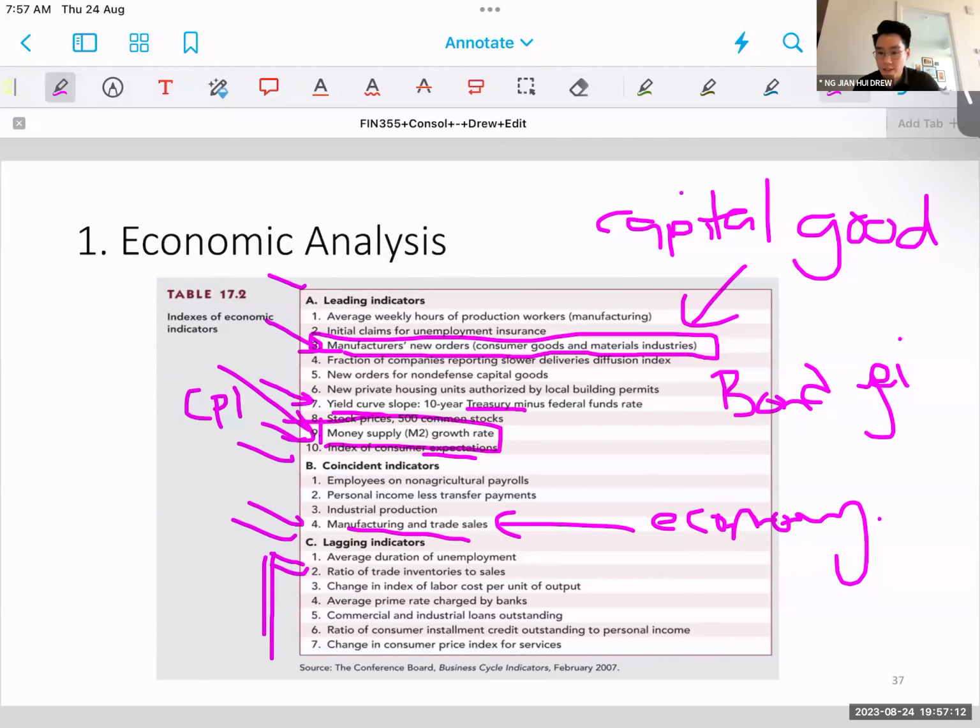So we do have another question. Should the lagging indicators be used to predict? Yes. Because lagging indicators lag behind, we can actually use the past to predict the future. That's right. Thanks.